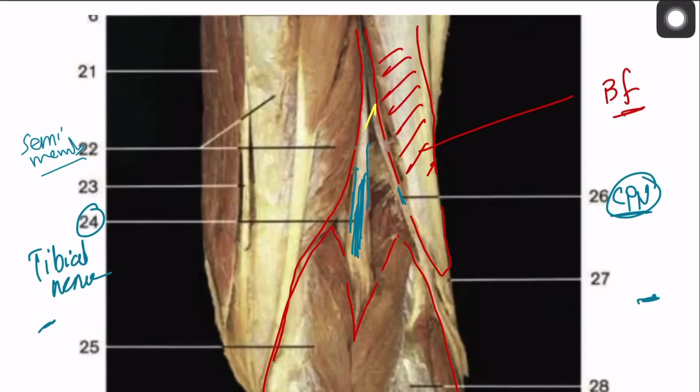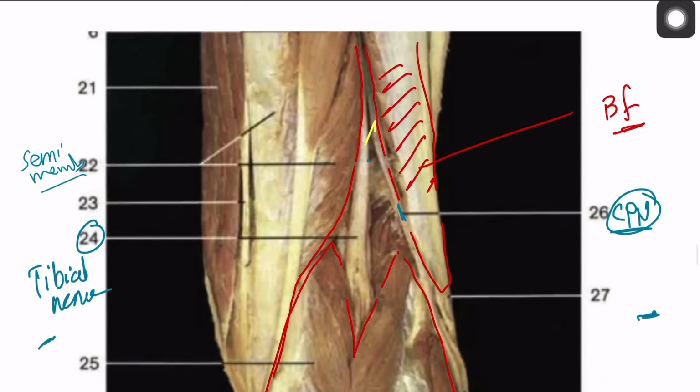This is the medial side. We cannot really see the popliteal artery and vein, and that tells you something: the popliteal artery is the deepest structure in this area, and the common peroneal nerve is the most superficial structure in this area.